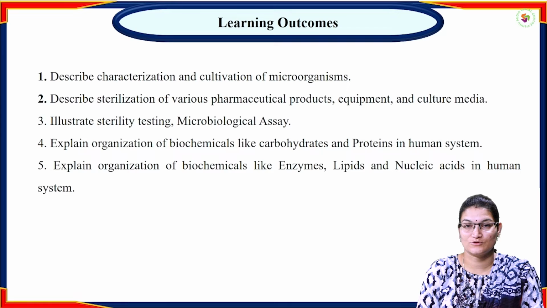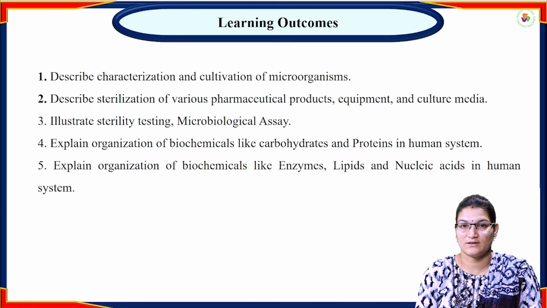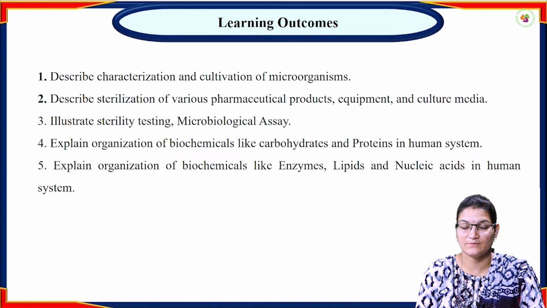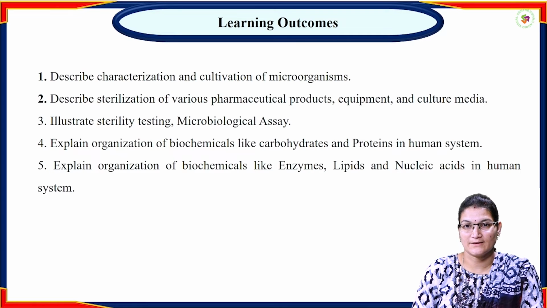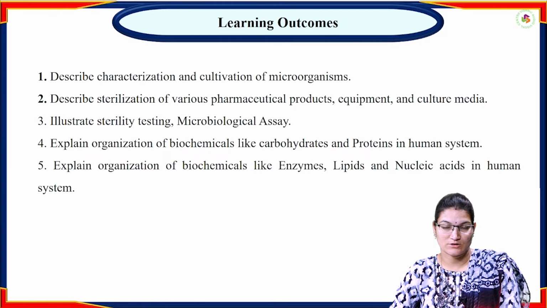After learning the course, students should be able to describe characterization and cultivation of microorganisms, and they should be able to describe sterilization processes, specifically what kind of sterilization is used for pharmaceutical products, what kind of sterilization is used for equipment and culture media. And they should be able to illustrate the sterility testing and microbial assay specifically with antibiotics and vitamins. And they should be able to organize biochemical processes like carbohydrate and protein synthesis and metabolism, as I mentioned, and enzymes, lipids, and nucleic acid synthesis and metabolism.